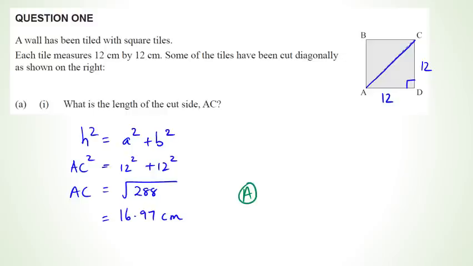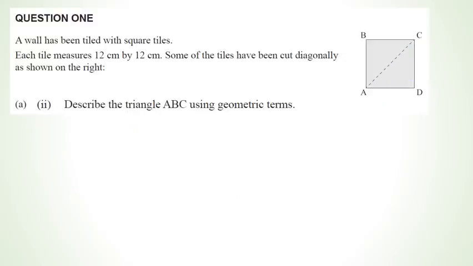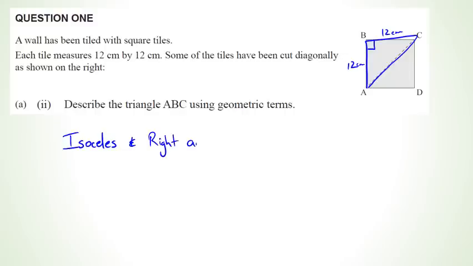Okay, the next one. Okay, so for this question here, you've been asked to describe the triangle ABC using geometric terms. Okay, so with ABC, we are looking at this triangle here. We know it's a right angle, and we also know that it's 12 centimeters on both sides there. So basically, this triangle is isosceles and a right angle triangle. And that's basically what you need to do in terms of writing this using geometric terms.